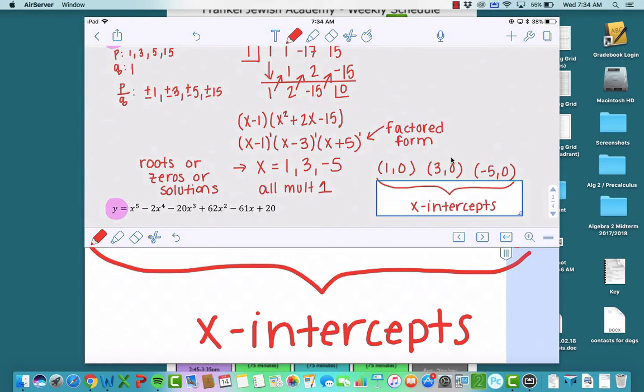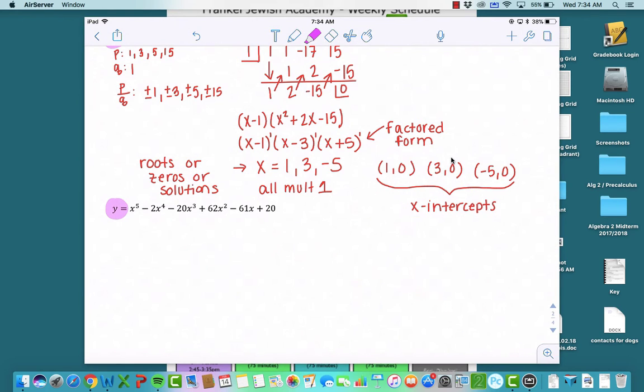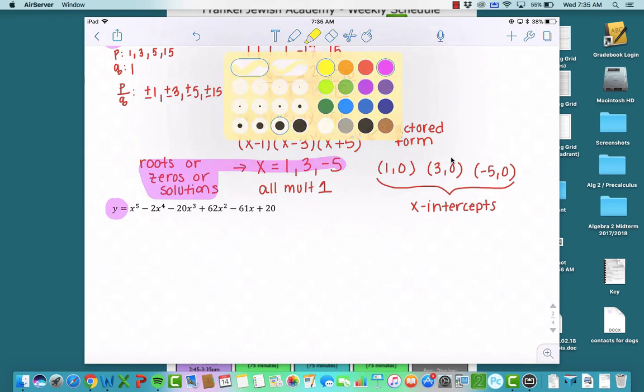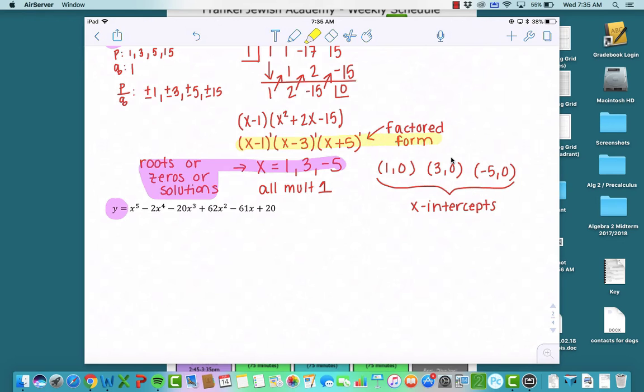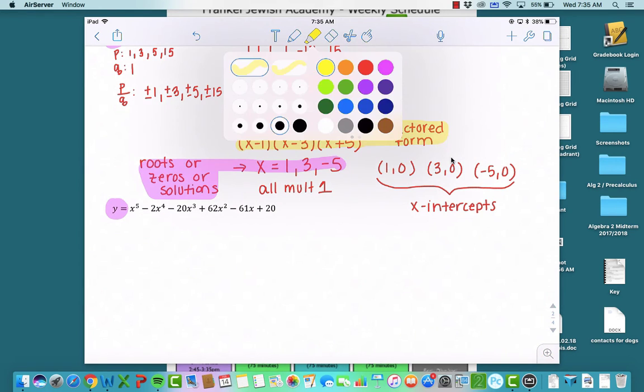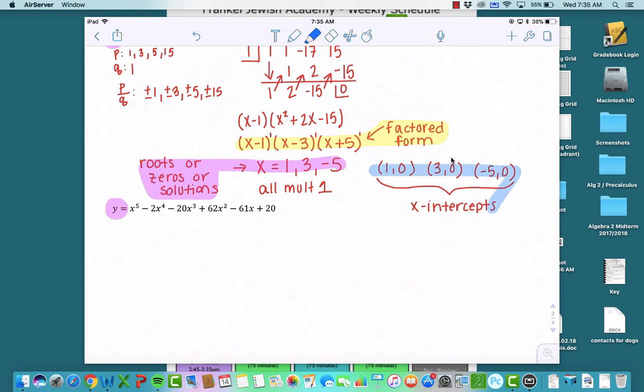Now again, I'm just trying to show you all the different words for the same thing. So, color that in. This is factored form, and that tells us where the multiplicity comes from. And this is x-intercepts, because they are in point form.